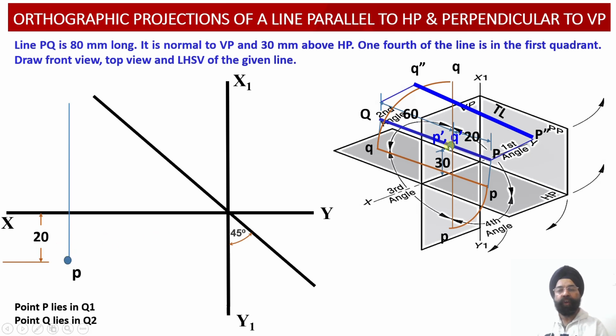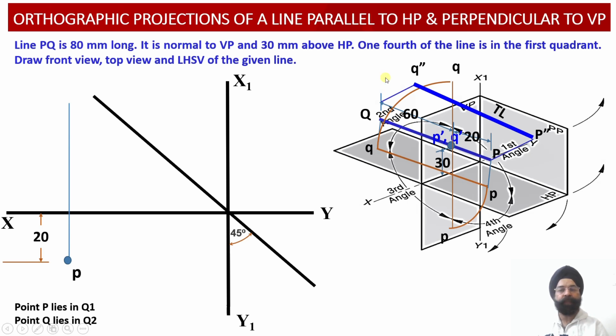And now we also know that 3/4 of the line, that is 60 millimeter length of the line, lies in the quadrant number 2nd. And in the second quadrant, the line lies behind the vertical plane.